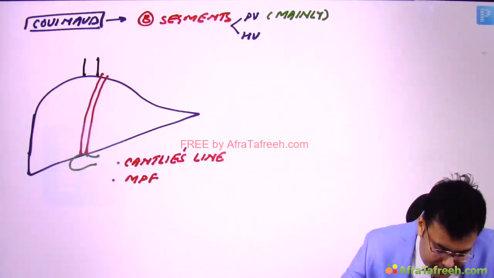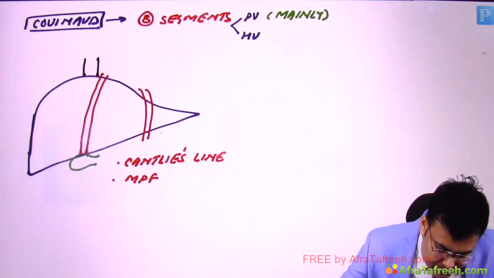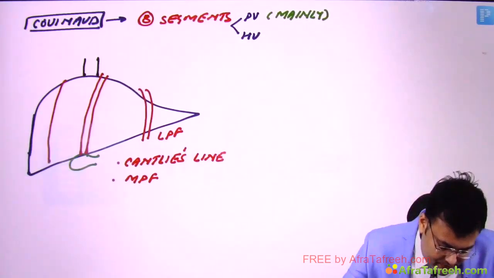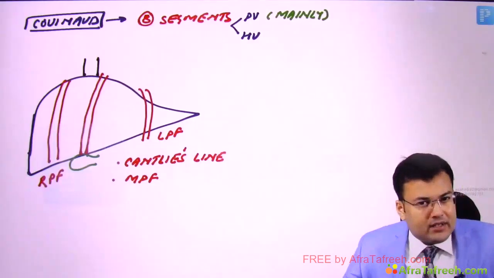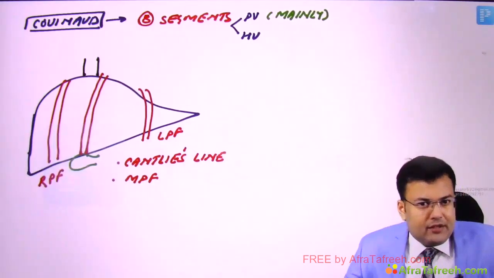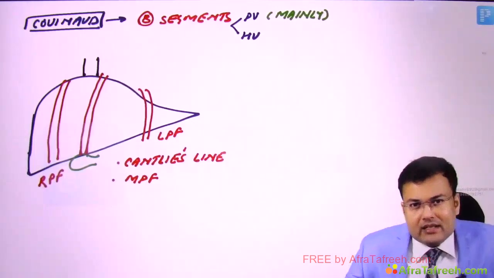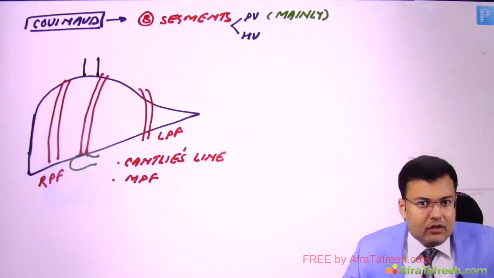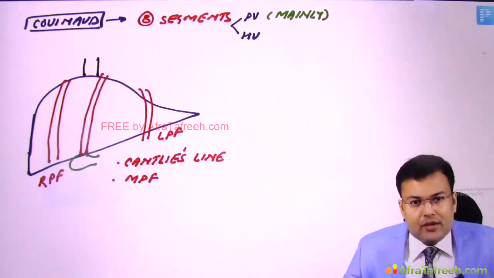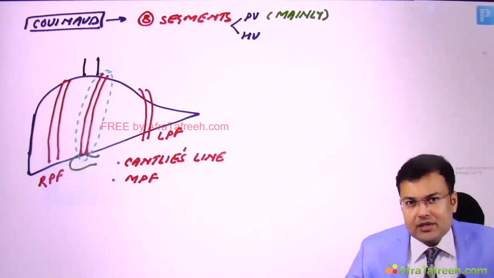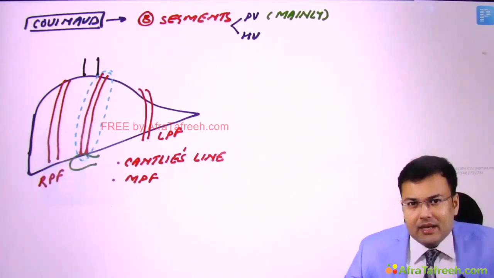Similarly, in the left lobe there is the left portal fissure, and in the right lobe there is the right portal fissure. Clear? So we discussed the two structures on the basis of which we divide the segments of the liver, the portal vein and hepatic vein. And how many hepatic veins are there? There is the middle hepatic vein, the right hepatic vein, and the left hepatic vein. One question is asked: via this main portal fissure, which vein will pass? It's the middle hepatic vein.